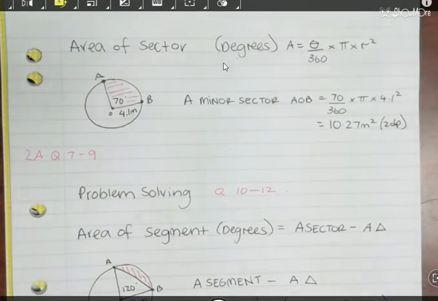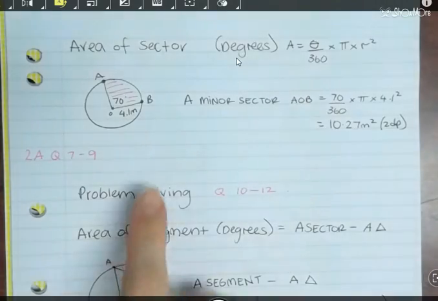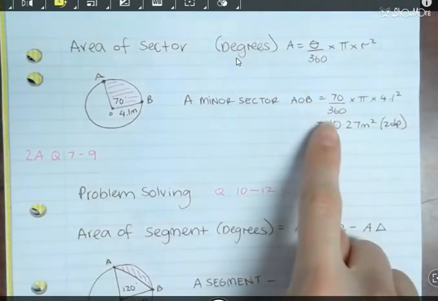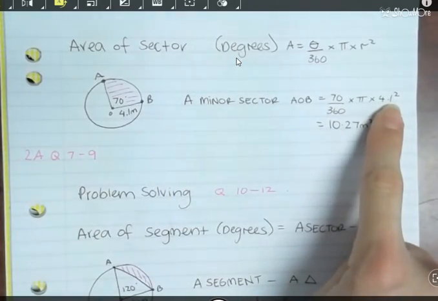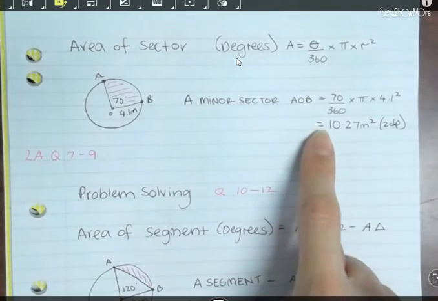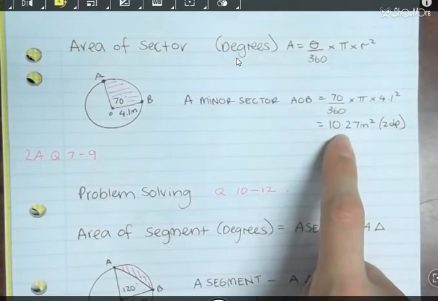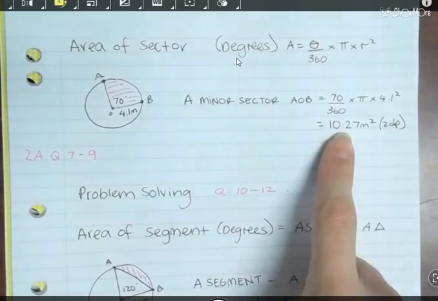So area of a sector using degrees is just based on the area of a circle. The area of a circle is pi times the radius squared. We're only talking about a section of the circle, so we use our angle to put into the equation how much of that area we need. So we need 70 degrees out of 360 times pi. Our radius is 4.1, so we're using 4.1 squared. Again, you're just putting it into your calculator to generate your answer. Pretty easy.